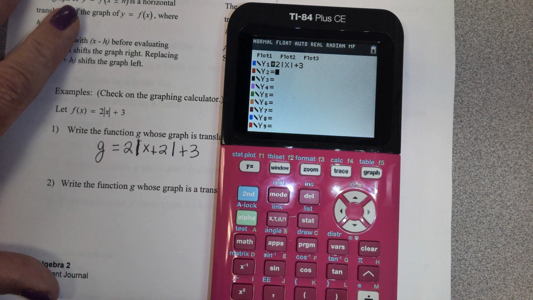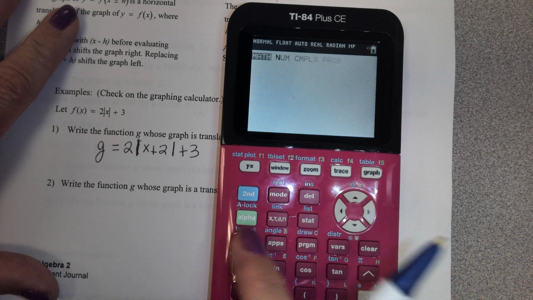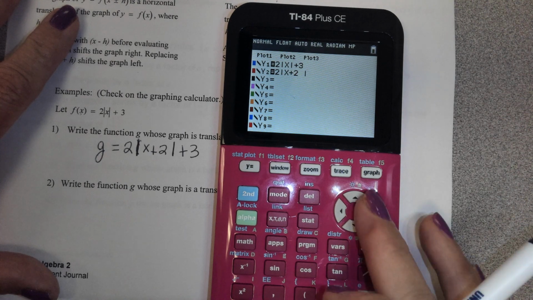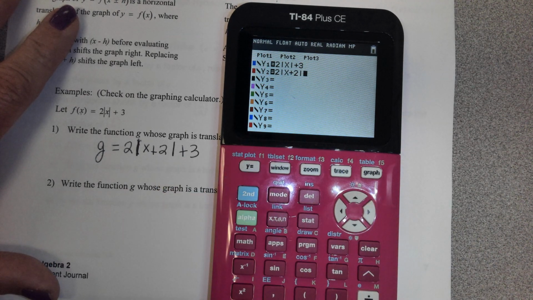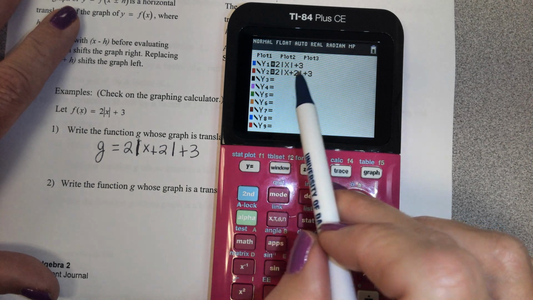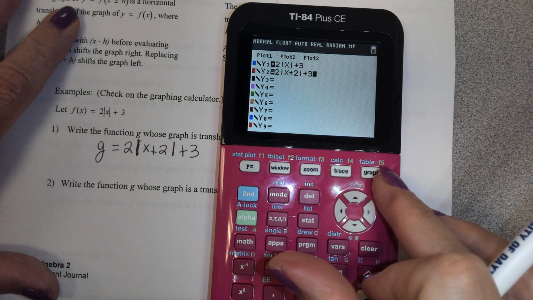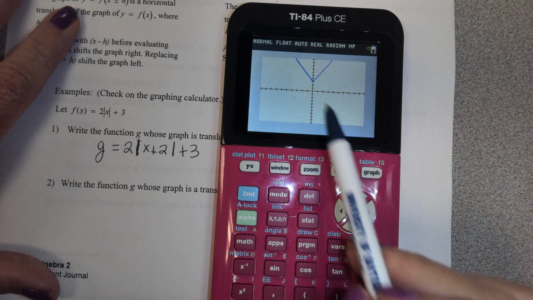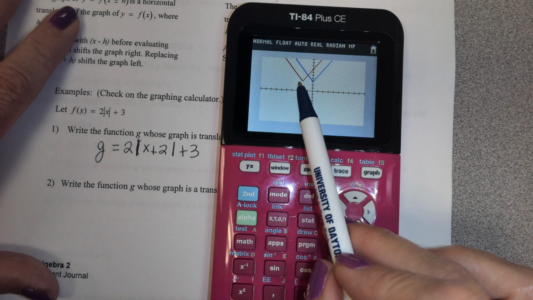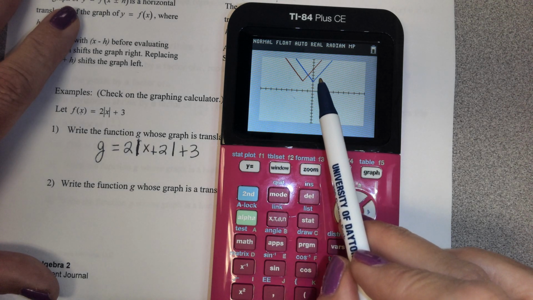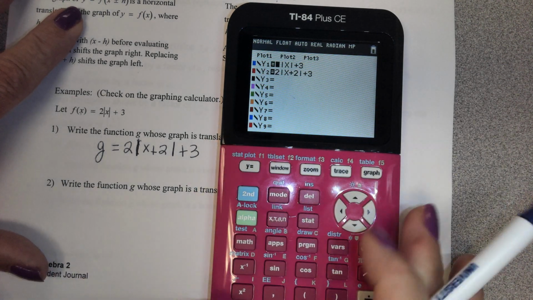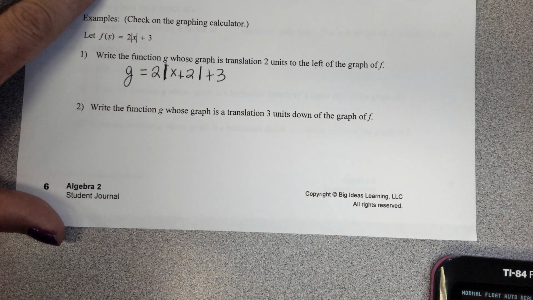There's my original. I'm just going to check this. You don't need to put it in, just kind of watch. X plus 2, plus 3. And I'm going to look and see, did this shift that function 2 to the left? So let's go ahead and hit graph. Here's the original. And can you see that the new one has been shifted to the left 2 units? Original graph is in blue, new one is in red. Alright, let's look at the next one.